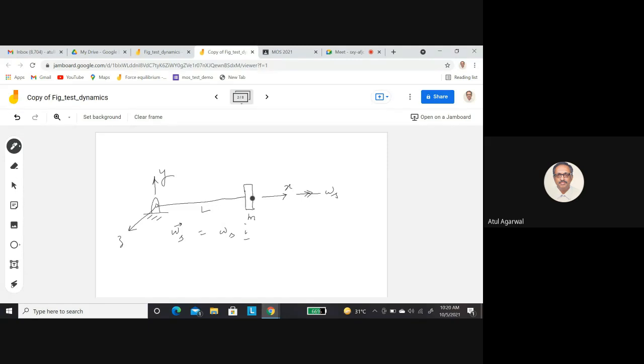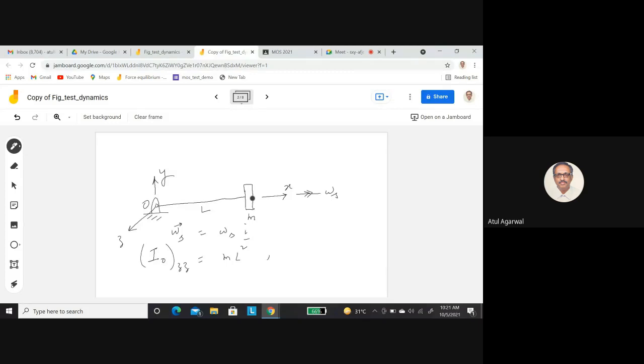So the first thing: suppose you want to find the angular momentum about point O. First we want to find the moment of inertia about point O, IOZZ. What will be IOZZ? Basically this will be ml square. You see all the mass is at the end of the rod, and the distance of this mass from the z axis is L. So you get your moment of inertia IZZ about O as ml square.